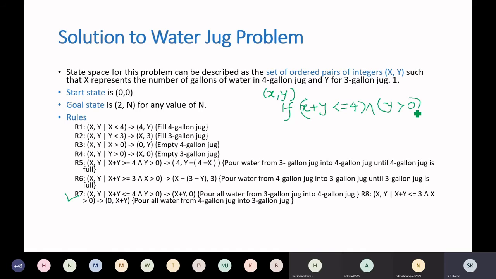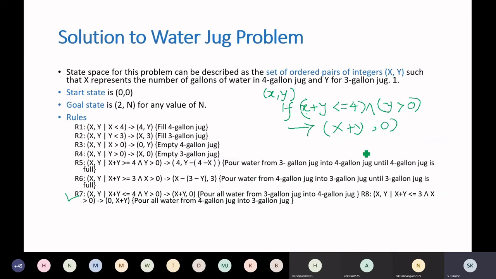If x plus y is less than or equal to 4, that means the interpretation of this is that the water in both jugs, if you add it, is less than 4, and the second jug is not empty, that means it contains some water. So if the second jug is not empty and the first and second jugs contain 4 gallons or less of water, then (x plus y, 0).